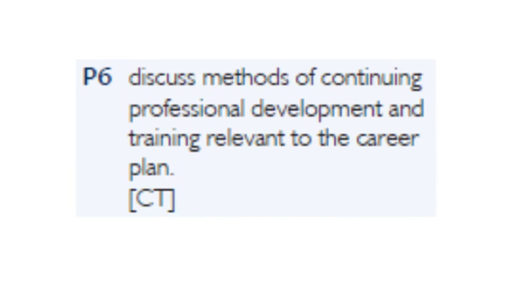This video outlines what you guys need to do to achieve P6. The criteria is discuss methods of continuing professional development and training relevant to the career plan. If you're wondering what CT stands for, it's for creative thinking. This is very much a research-based task. It's very personal to you.